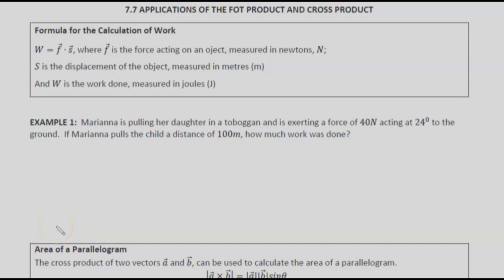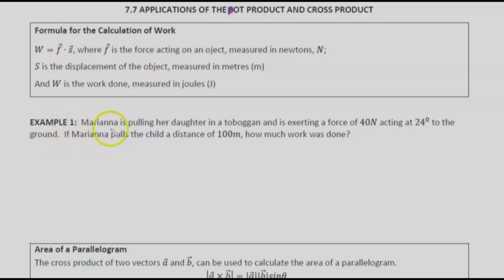7.7 applications of the dot product and cross product. So, the formula for the calculation of work: work equals vector F dot vector S, where F is the force acting on an object, measured in newtons, N. S is the displacement of the object, measured in meters, and work done is measured in joules.